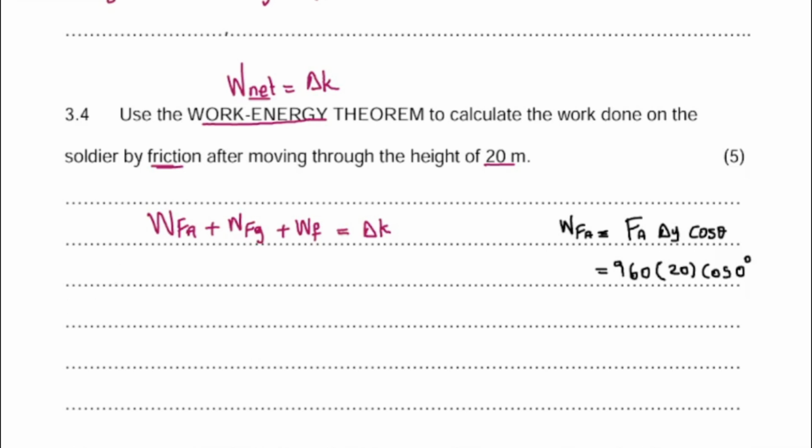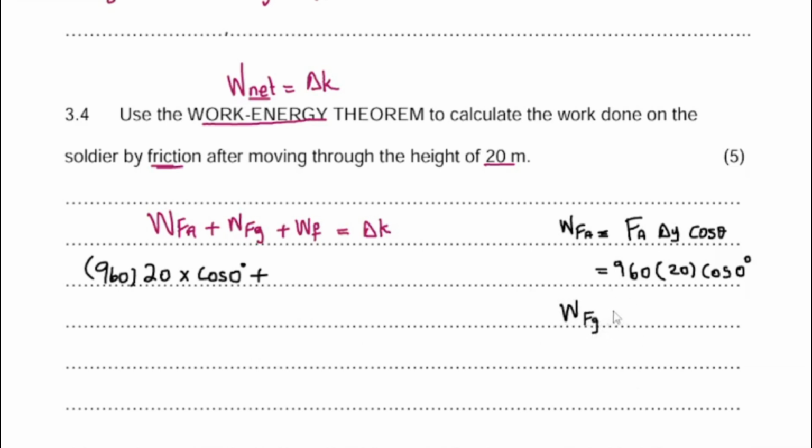Let's quickly substitute this in the formula. This will be 960, multiplied by 20, which is also multiplied by the cos of 0 degrees. Then we need to add, what should we add there? We need to add the work done by Fg. The work done by Fg.